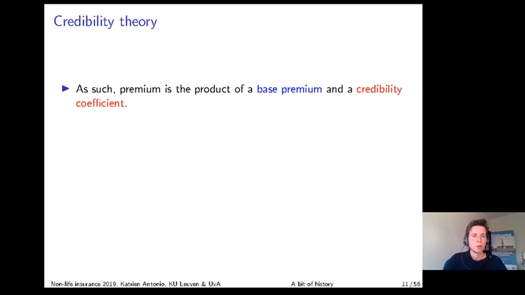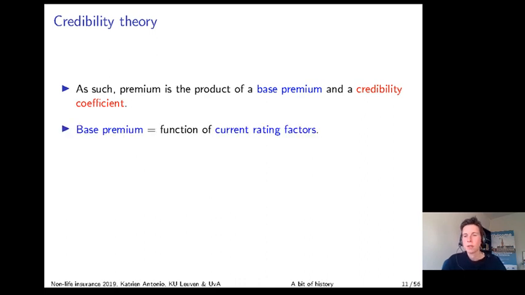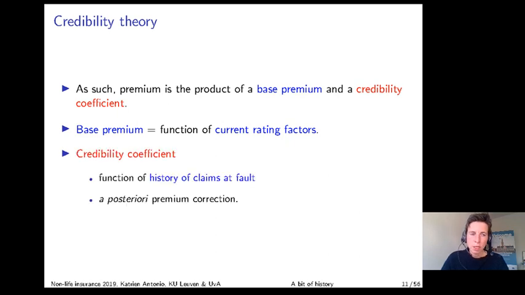Now, in the a posteriori rating plan, the insurance premium will be the product of a base premium on the one hand and a credibility coefficient on the other hand. The base premium is obtained via an a priori rating model that takes the current observable rating factors into account. The credibility coefficient is a function of the history of past claims at fault. It is thus an a posteriori correction applied to the base tariff, and we will explain in the next videos how these corrections are calculated.